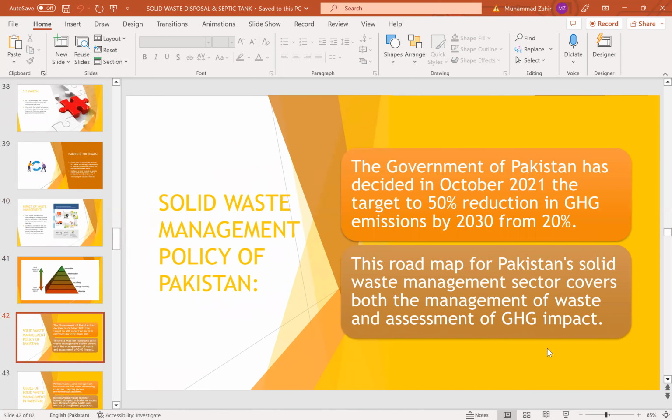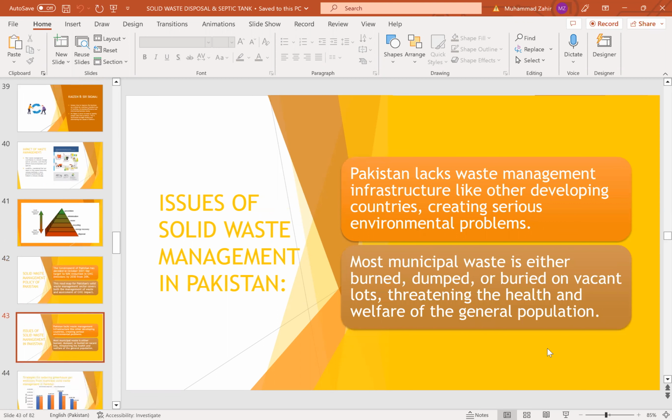Solid waste management policy of Pakistan. The government of Pakistan decided in October 2021 on a target of 50% reduction in greenhouse gas emissions by 2030, up from 20%. This roadmap for Pakistan's solid waste management sector covers both the management of waste and assessment of greenhouse gas impact. Issues: Pakistan lacks waste management infrastructure like other developing countries, creating serious environmental problems. Most municipal waste is either burned, dumped, or buried on vacant lots, threatening the health and welfare of the general population.